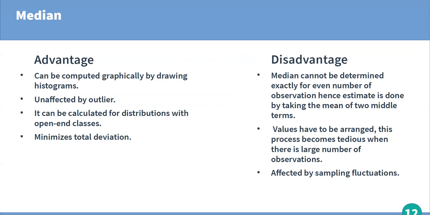That is nothing but the estimated value, and the values have to be arranged. So this is a little tedious when it comes to a large number of observations. And for samples which are fluctuating, it will have an impact on the median.